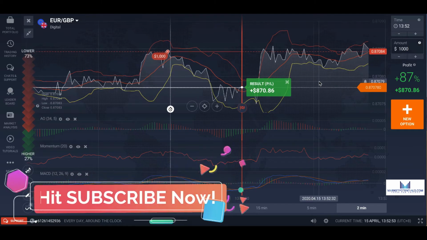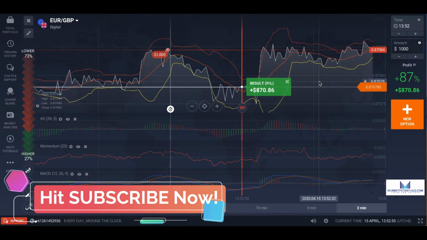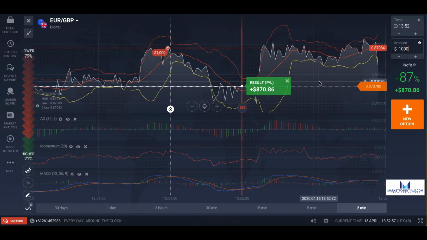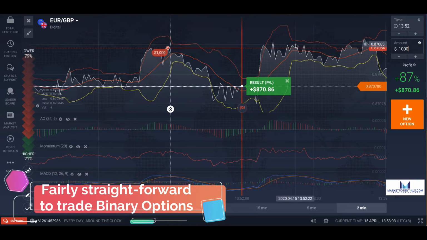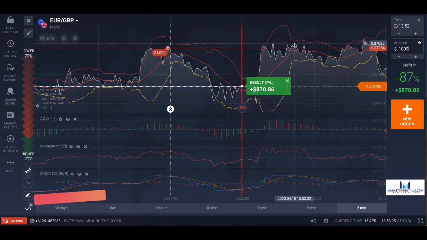I do have some background in trading, Forex and stuff. But if you don't, it's really not that hard either. As you saw, it's just the click of a button. So again, let's just recap and look again at this chart.